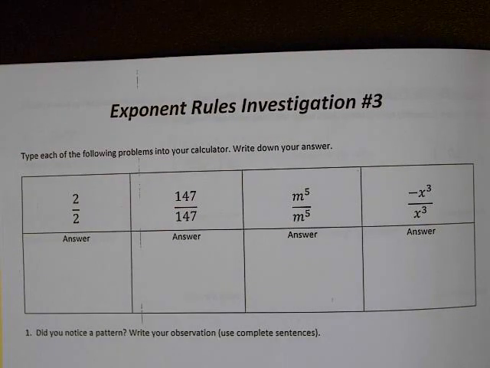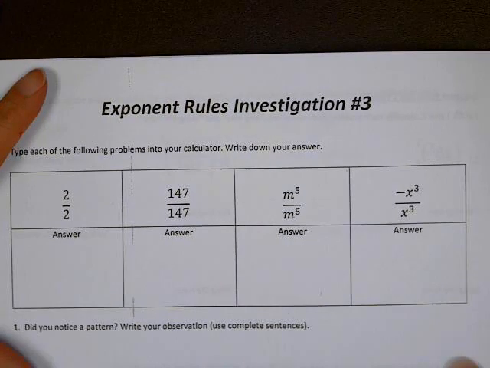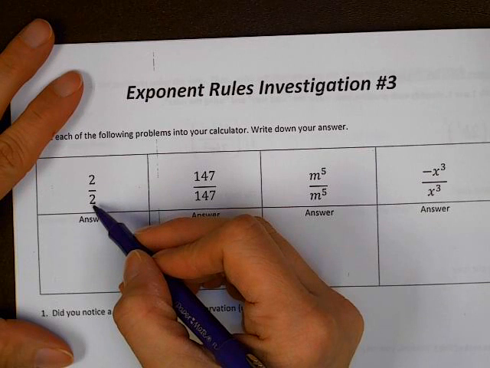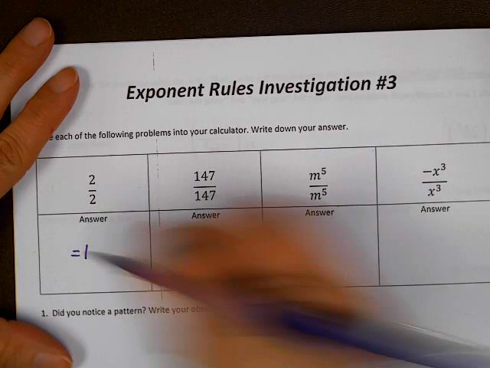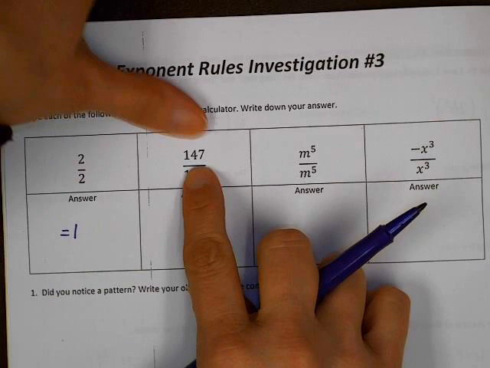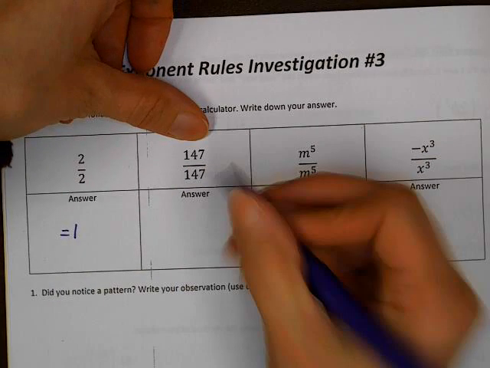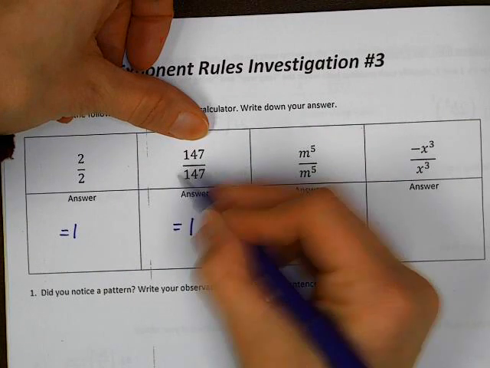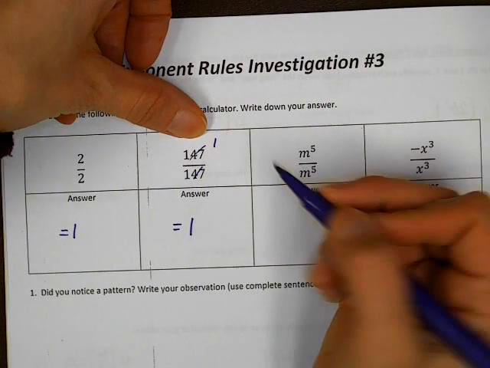Okay, we're going to take a look at a couple more exponent rules now. So the first thing we're going to have to figure out is what is 2 divided by 2? And the answer is 1. Okay, you can type this into your calculator if you'd like. 147 divided by 147. The answer is 1. Okay, when you divide, it's like canceling and then you make a 1.